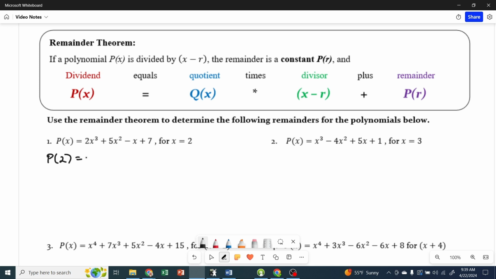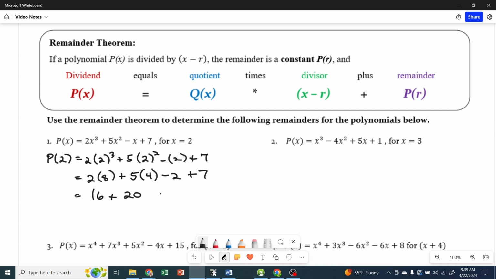Okay, so that would be 2 times 2 cubed plus 5 times 2 squared minus 2 plus 7. I just plug this in. So this is equal to 2 times 8 plus 5 times 4 minus 2 plus 7. So I've got 16 plus 20 minus 2 plus 7.